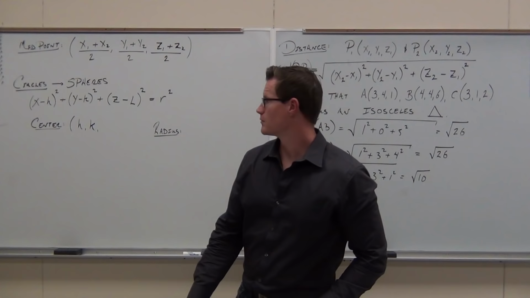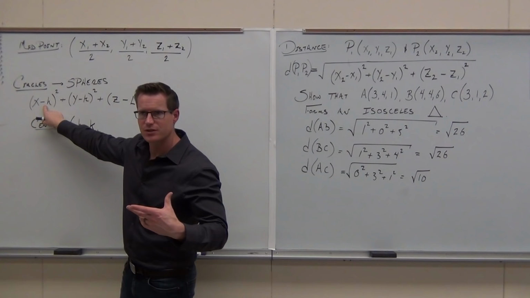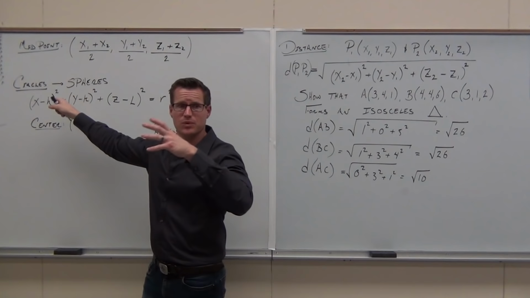The only thing that you really got to get down for the center of a circle, it's always the opposite of whatever that sign is. So if this is a minus, the center is a positive number. That's a plus, the center has a negative number in it. Does that make sense to you? It's as simple as I can make it.